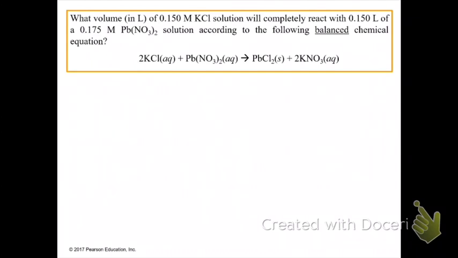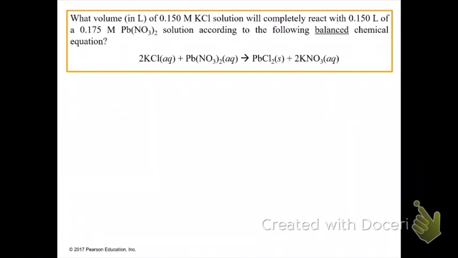It's asking you what would be the volume of the potassium chloride solution that will completely react with the lead nitrate solution. So this is a challenging question because you're now unifying multiple concepts, right? You're unifying stoichiometry and solutions or concentrations. If you remember, stoichiometry is basically defined as the quantitative relationship between the reactants and products. And your reactants here are the compounds on the left-hand side of the arrow, and the products are the ones on the right-hand side.